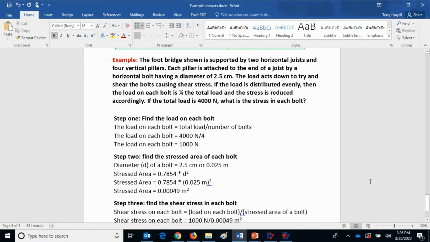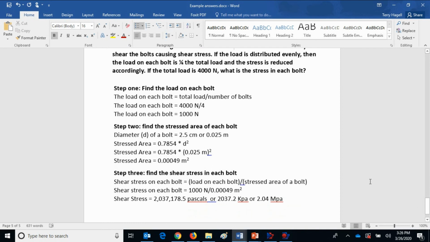Step 3. Find the shear stress in each bolt. Shear stress on each bolt equals the load on each bolt divided by the stressed area of a bolt. Shear stress on each bolt equals 1,000 newtons divided by 0.00049 meters squared. So the shear stress on each bolt equals 2,037,178.5 pascals or 2.04 megapascals.